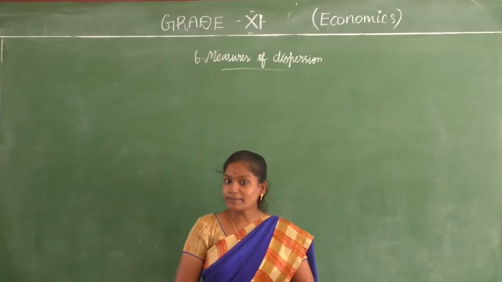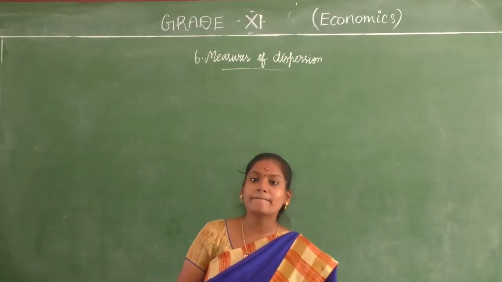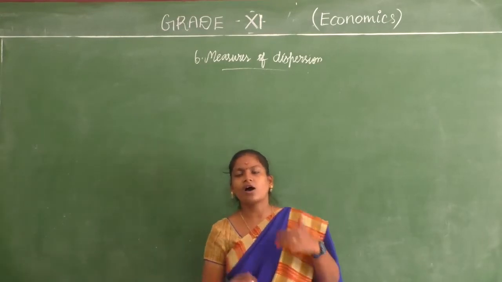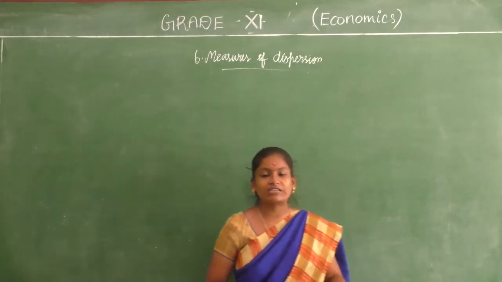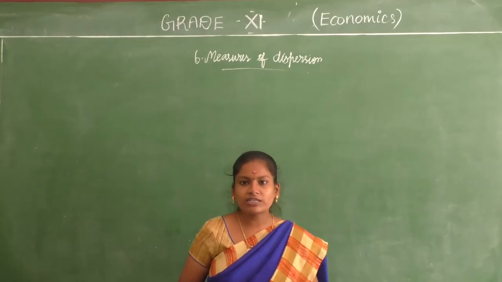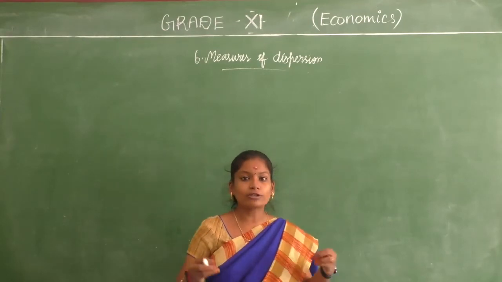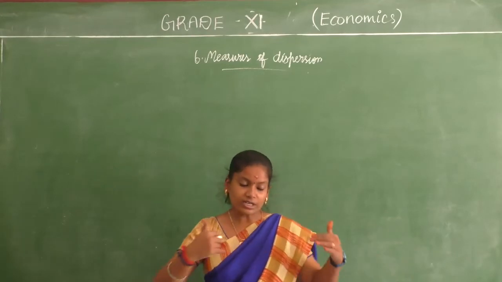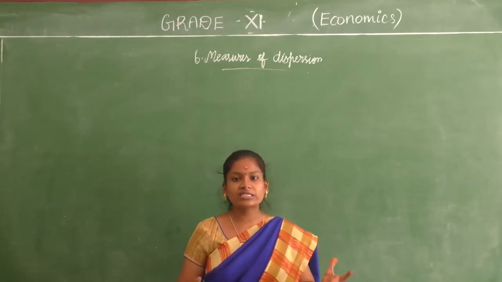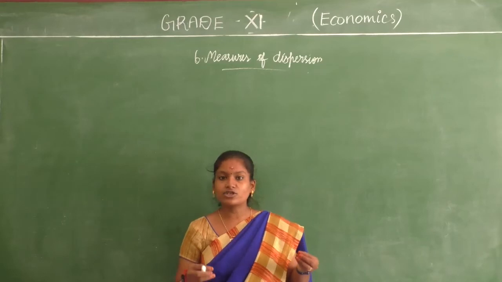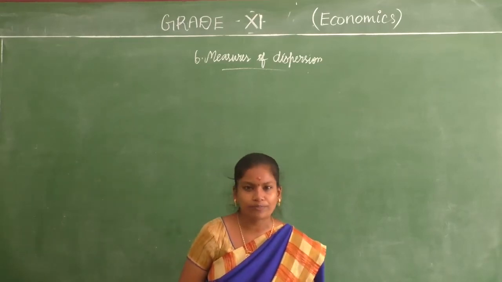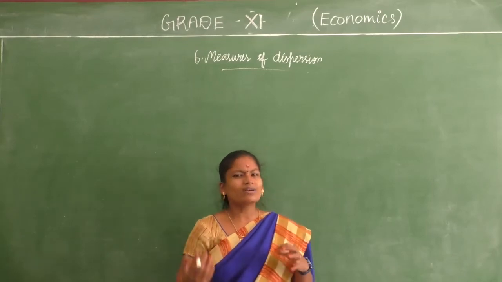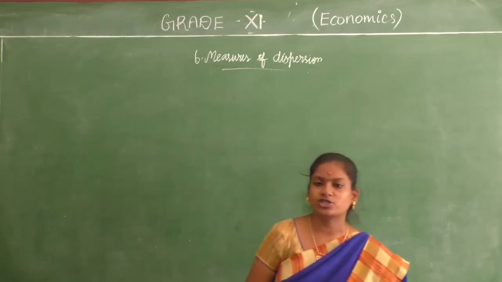Economics. We are in chapter 6 and we are discussing measures of dispersion. What is measures of dispersion and how is it different from measures of central tendency? Measures of central tendency was all about mean, median, mode, right? The averages of a set of observations, the various kinds of averages, are the measures of central tendency: arithmetic mean, median, mode. Now what is the need for measures of dispersion?